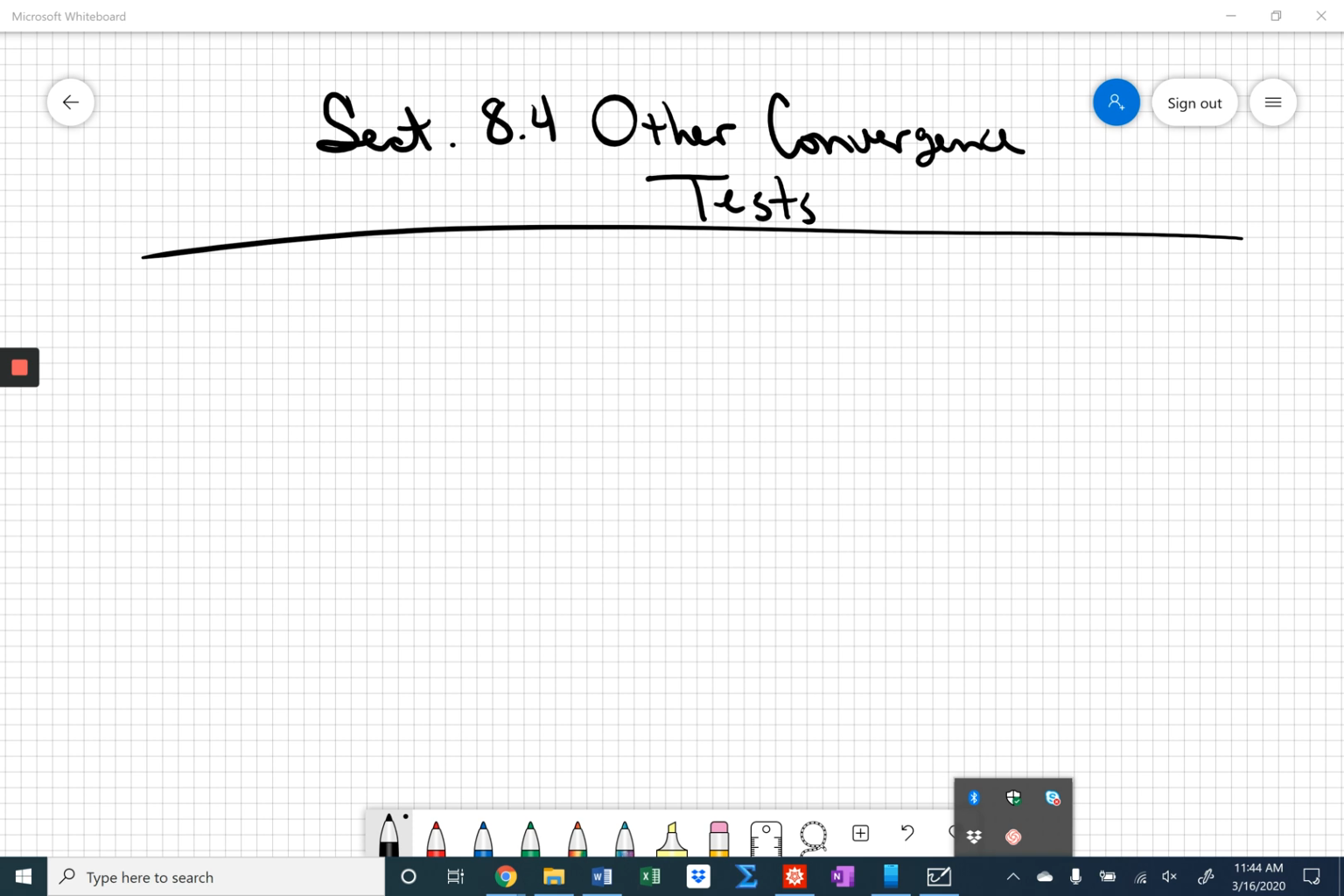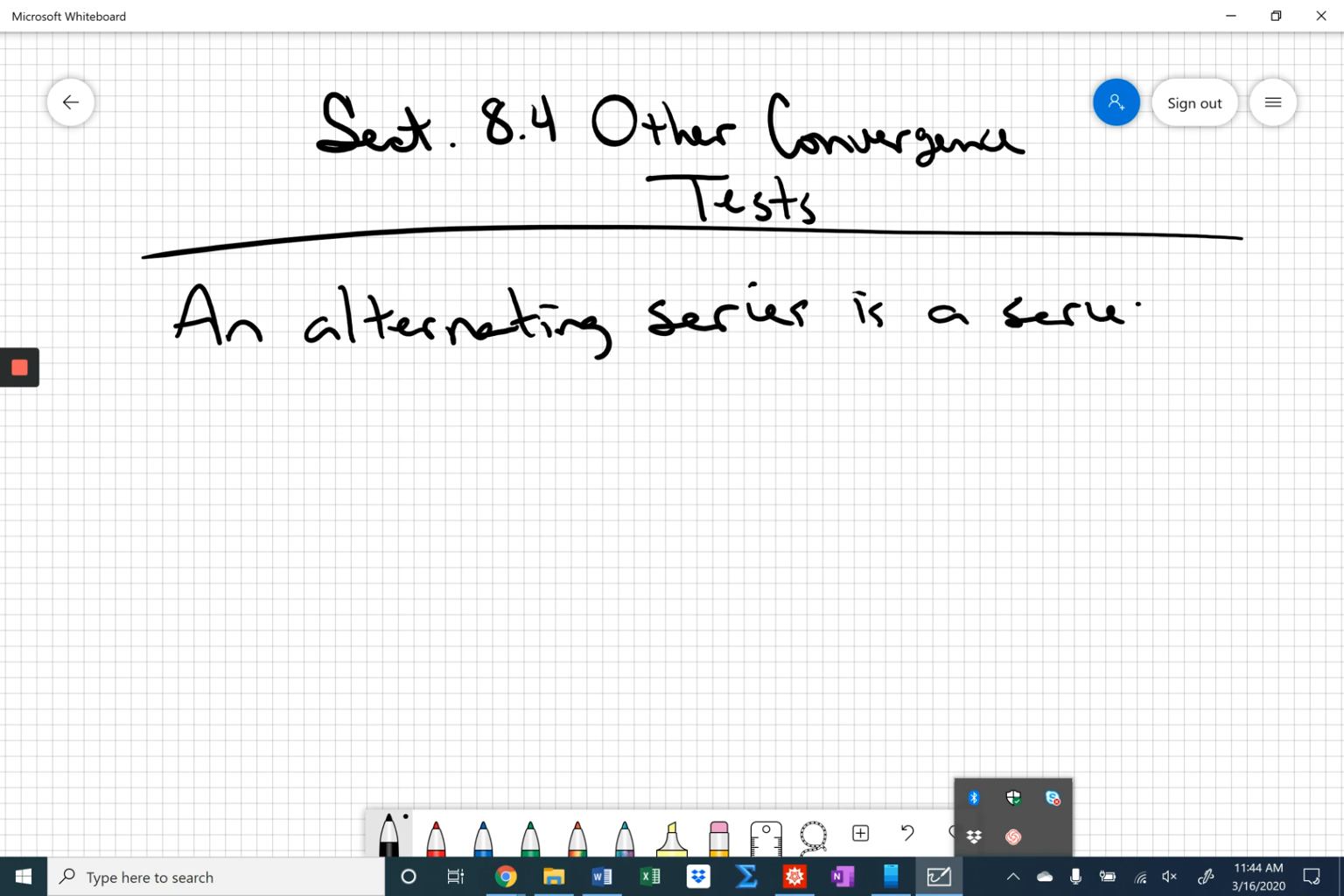So let's take a look at what an alternating series looks like, and let's put some words to it. An alternating series is a series whose terms are alternately positive and negative.